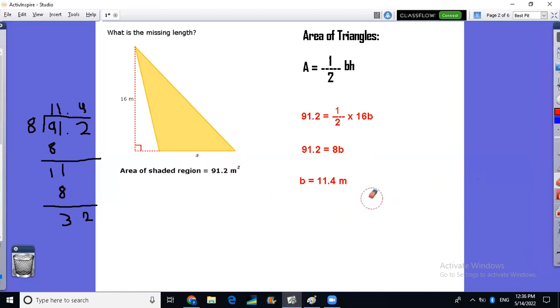No, just meters. It is the base. It's not meters squared. We're not finding the area. We have the area. So it's 11.4 meters.